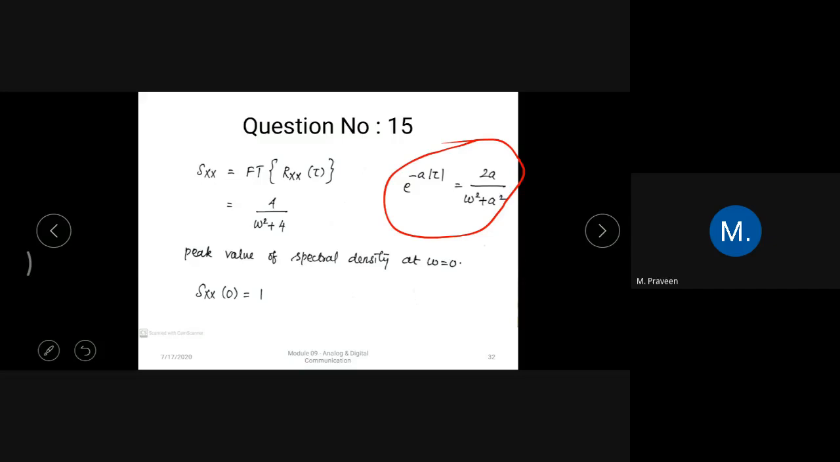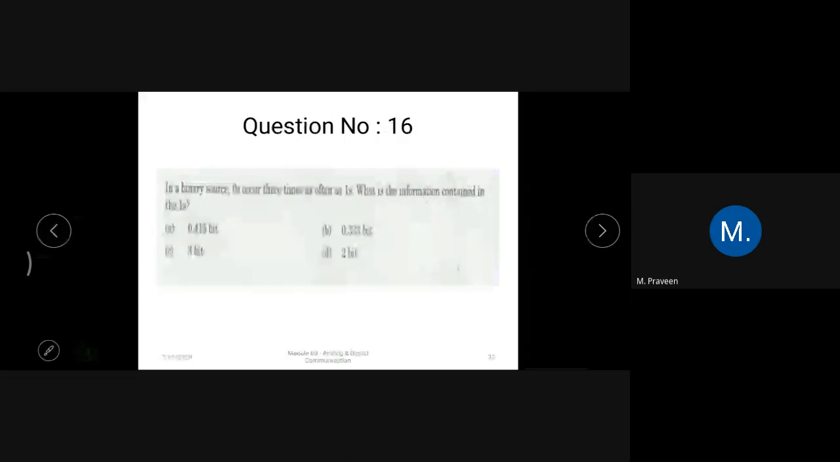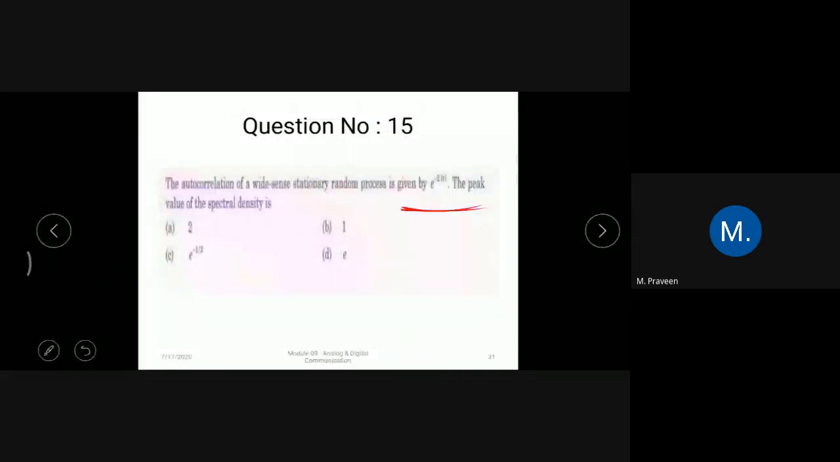This is the ordinary spectral density of the given autocorrelation. But the question is to find the peak value of the spectral density. The spectral density attains its maximum or peak at omega equal to 0. So substitute omega equal to 0 in the spectral density equation. Sxx of omega is equal to 4 by 0 square plus 4, so the answer is 4 by 4, which is 1. Sxx of 0 is 1. So the answer is B.